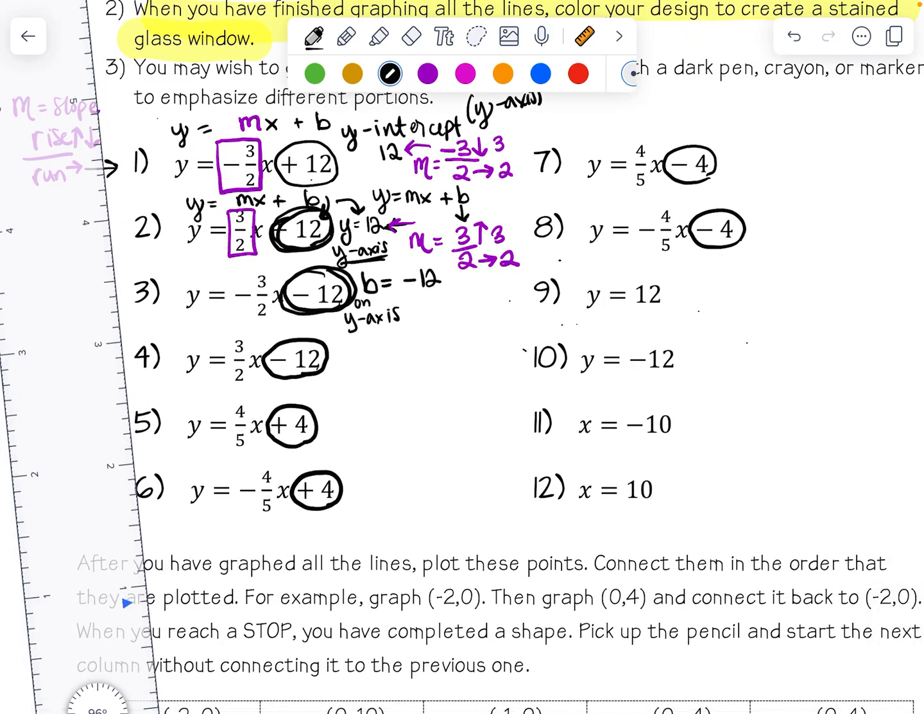Number 3, our y-intercept. Now we're starting at negative 12. Let's say our slope is negative 3 over 2. Negative says, how's our rise? Are we rising up or down? Down is negative. So down 3, and to the right, always to the right, 2. So from negative 12, I'm going down 3 over 2.